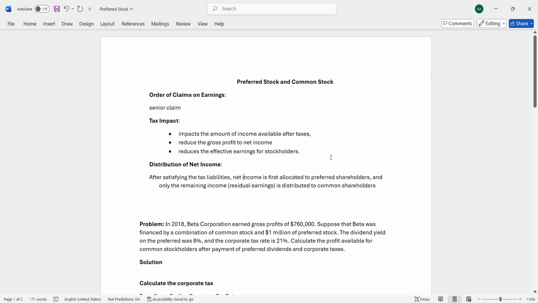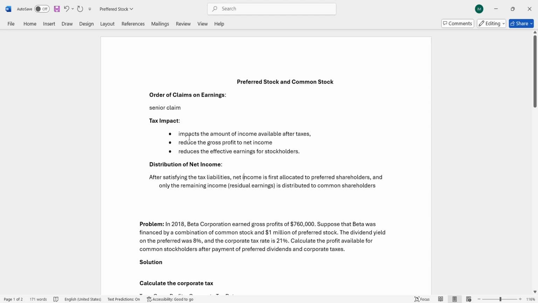Hello everyone. Let's talk today about preferred stock and common stock. Before going to our math, let's have some intuition behind these two concepts. When you compare preferred stock and common stock, there is an order of claims on earnings.